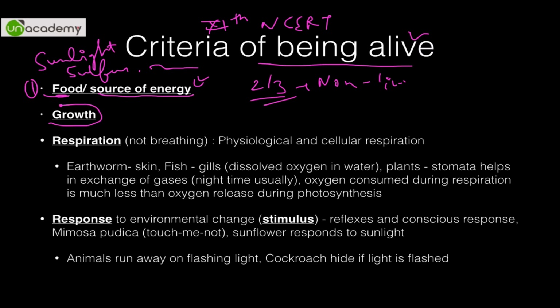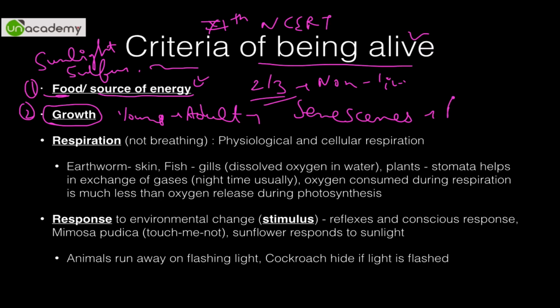Then you need to grow. You need to show some changes, like you need to be a young one. Then the young one will grow into an adult. Then the adult will grow into senescence, and finally you will die. So this is a typical pattern which is followed by living beings. This is the second criterion. They may ask you this criteria question in the mains exam sometime.